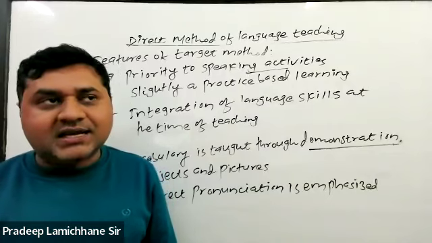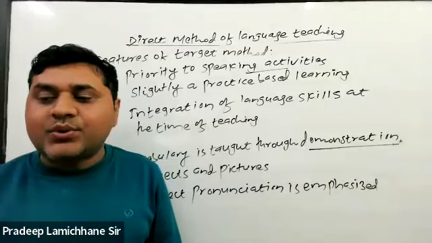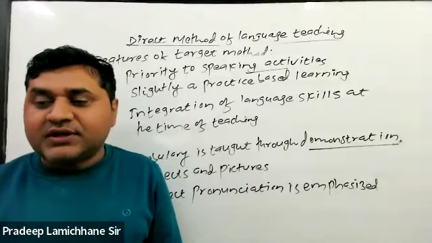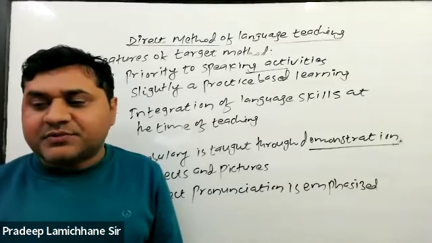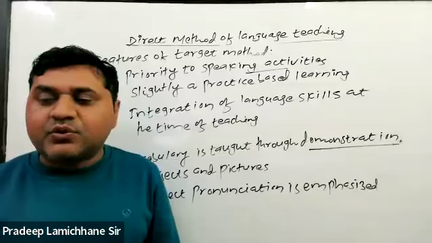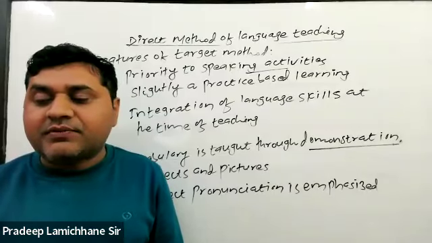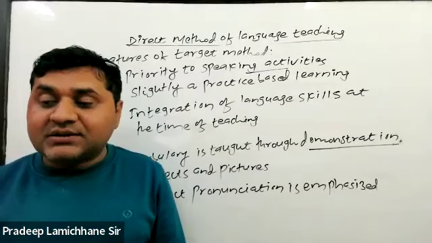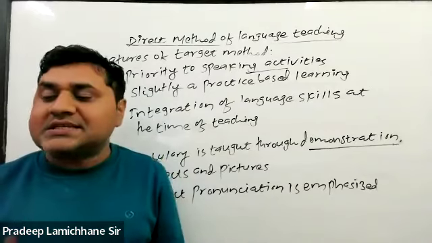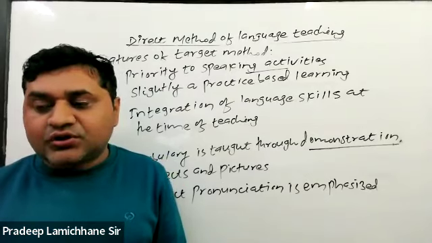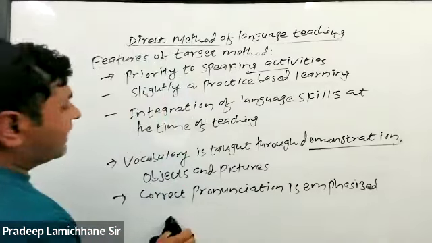It means that direct method thinks that language learning is for communication. We learn language not for any other purpose. Language learning is for both written and spoken forms of communication, and you gain communicative power and competence only when you teach all language skills and aspects all together. That's why this method gives priority to it.